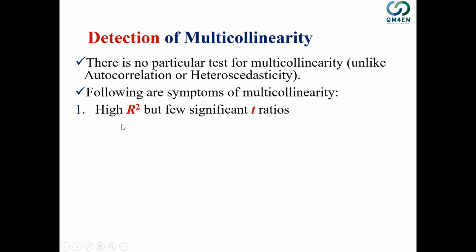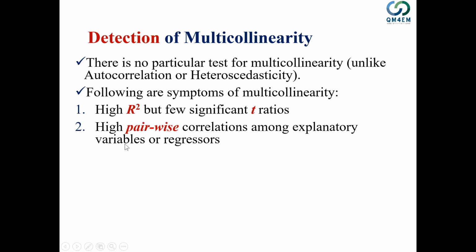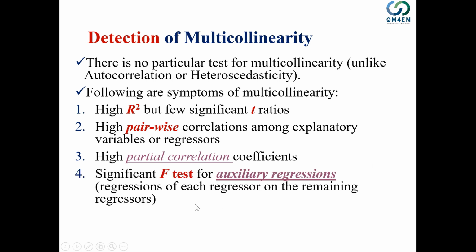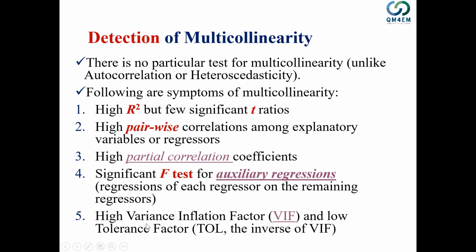The first big symptom is that when we have a multicollinearity issue in our data and we run regression models, we get a high R-square value, but very few significant t ratios. Secondly, we get high pairwise and high partial correlation coefficients among the explanatory variables. Then the third one was significant F statistics for auxiliary regression, which I already explained in detail. And finally, we get a high variance inflation factor, or VIF, and high TOL values, the inverse of VIF. So this was the theory part.